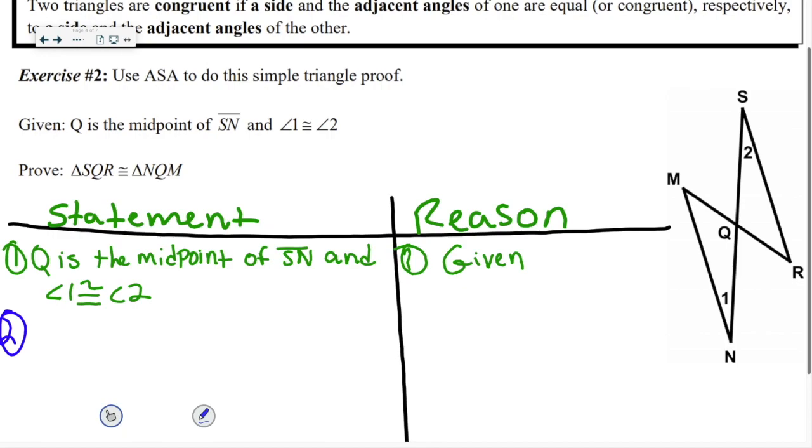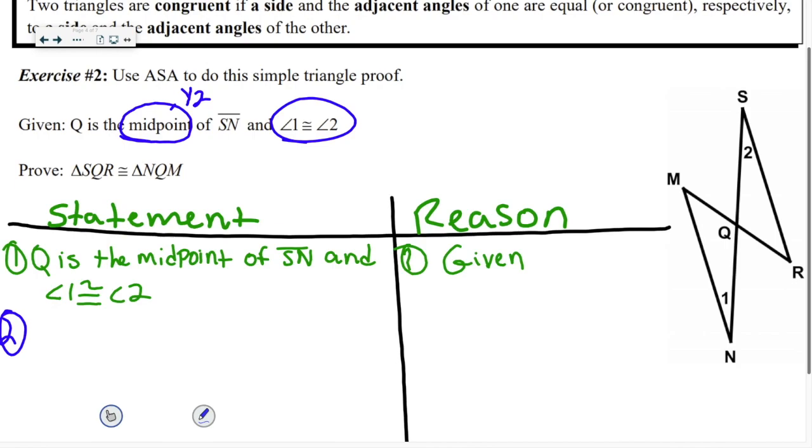So let's use the fact that Q is a midpoint. Remember, what does midpoint mean? Again, it means half. We have this other given here, and we don't know anything about that. It's just giving that to us. There's nothing we can do about it, but we can use the midpoint situation.